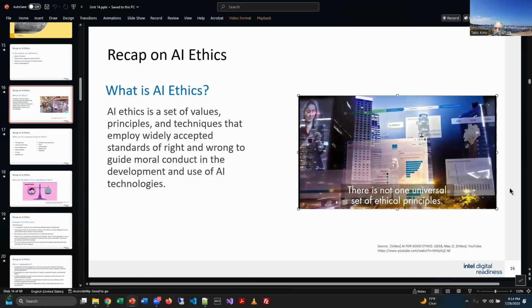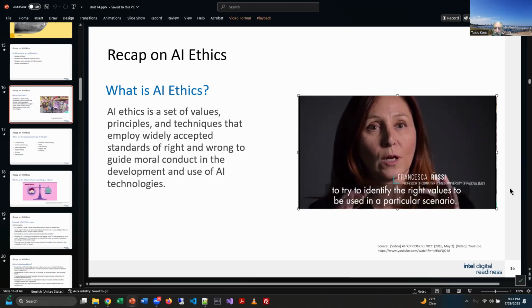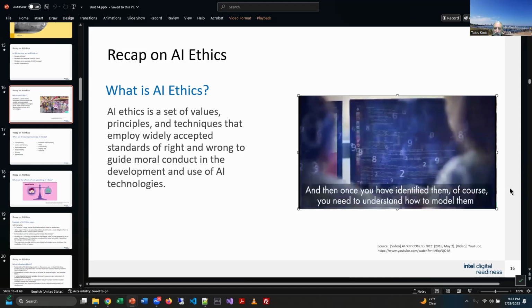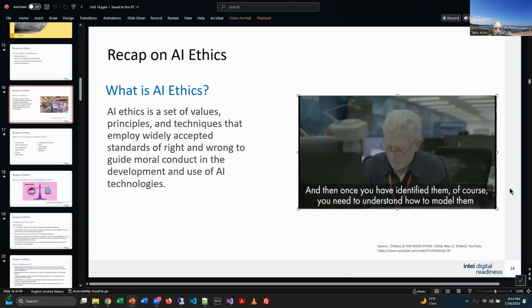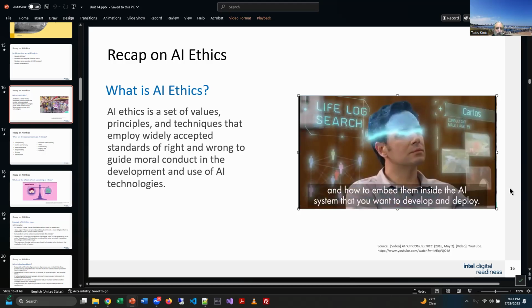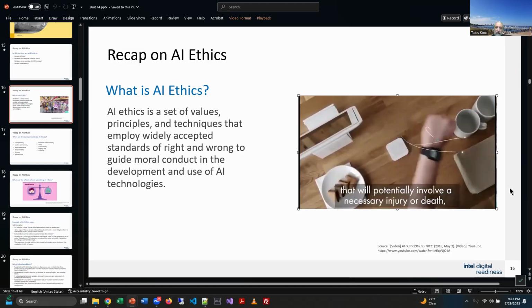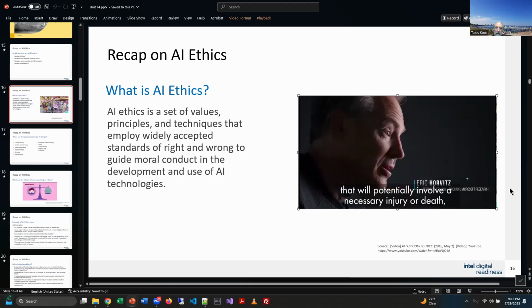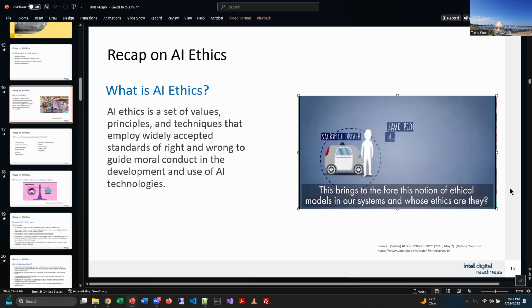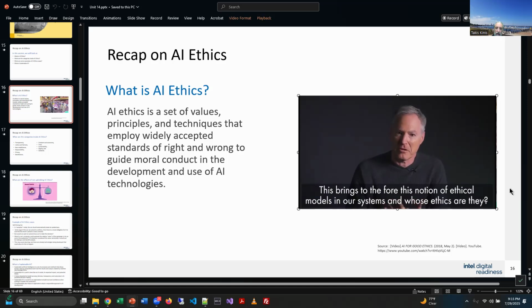There is no one universal set of ethical principles, so it will be very important to try to identify the right values to be used in a particular scenario. And then once you have identified them, of course, you need to understand how to model them and how to embed them inside the AI system that you want to develop and deploy. When it comes to a split-second decision that will potentially involve a necessary injury or death, and there are trade-offs, what will an automatic car do? This brings to the fore this notion of ethical models in our systems, and whose ethics are they?